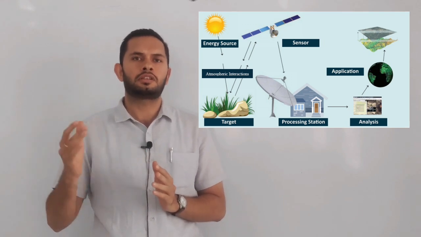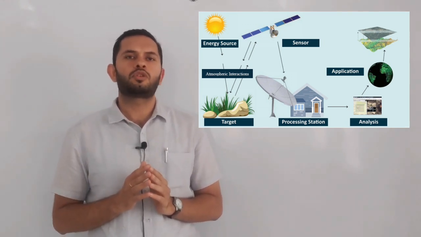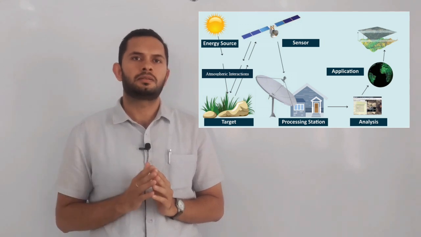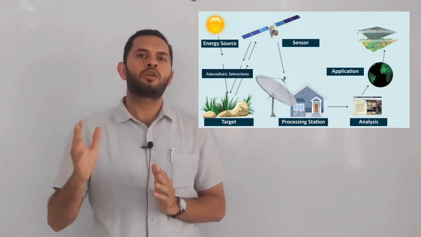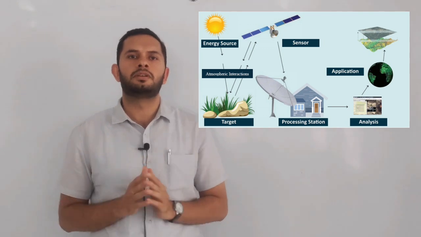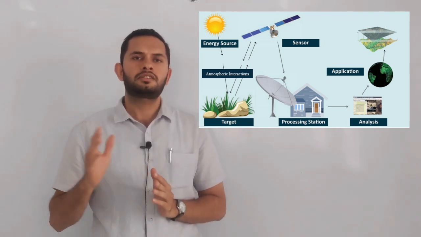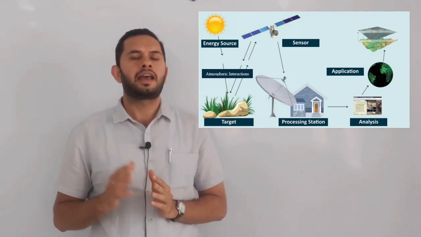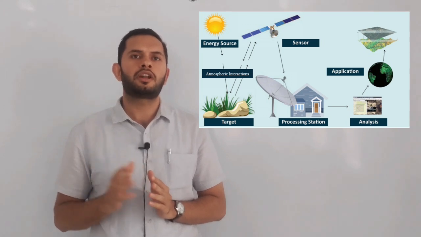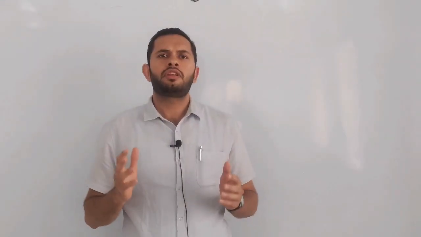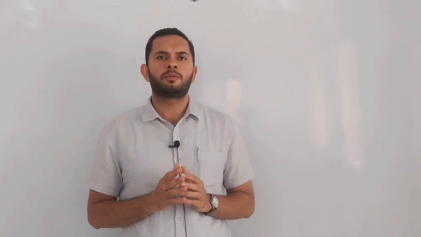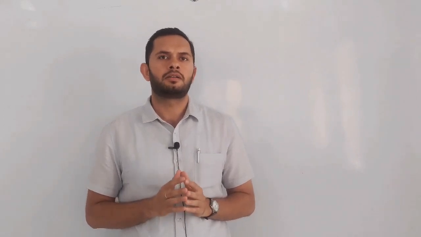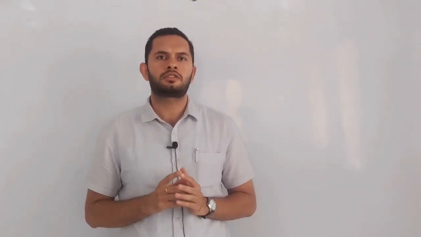Fourth component of remote sensing is the sensor. Fifth component is the processing hub. Sixth component is analysis, and seventh component is application. Now we will see all these components of the remote sensing process one by one. So what was the first component?